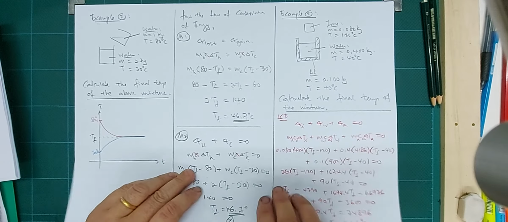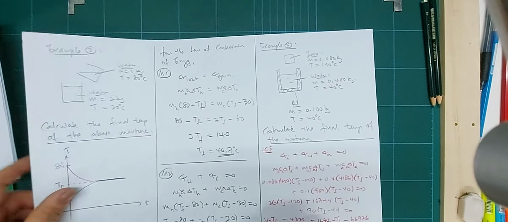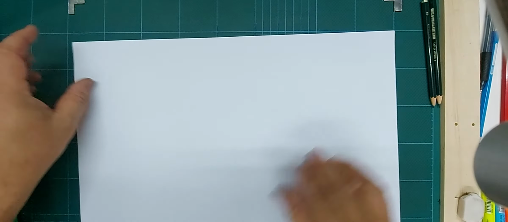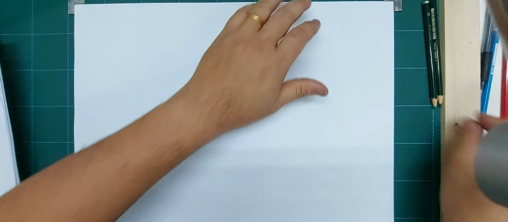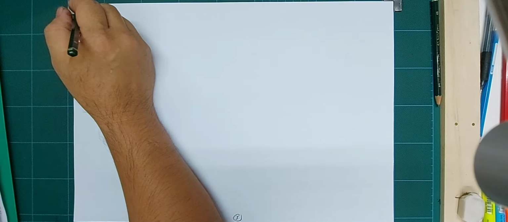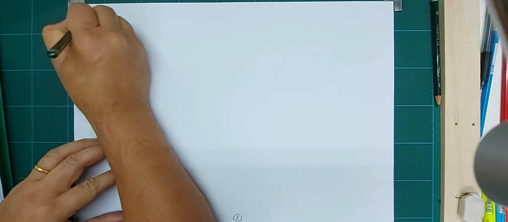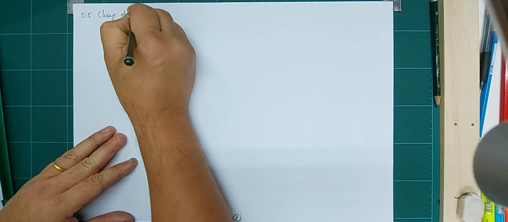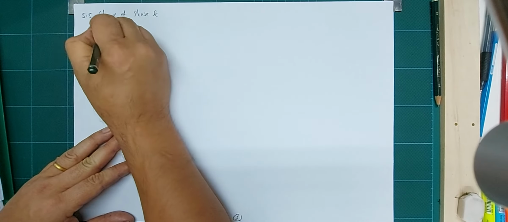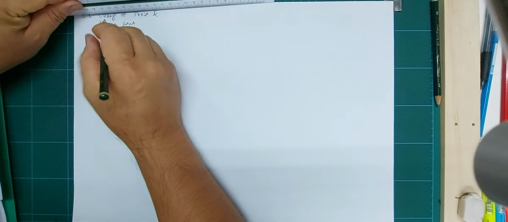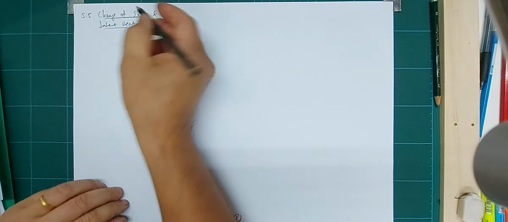Now the next one is our latent heat. But before we look at latent heat, we need to look at something called change of phase. So this is our page 3, section 5.5: Change of phase and latent heat. Look at the first one, change of phase.